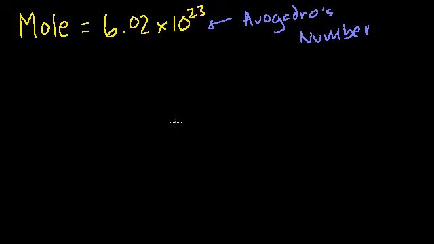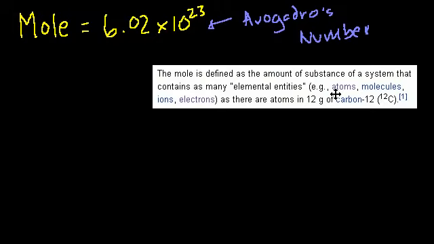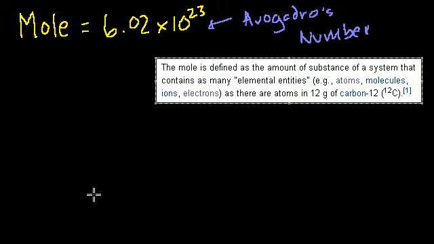There are kind of more Byzantine definitions of a mole. Let me copy and paste it from Wikipedia. This is Wikipedia's definition of a mole. And hopefully at the end of this video you'll see that they're equivalent. But if you're just getting exposed to the concept, it's not an easy concept to grasp. They say a mole is defined as the amount of substance of a system that contains as many elemental entities as there are atoms in 12 grams of carbon-12.